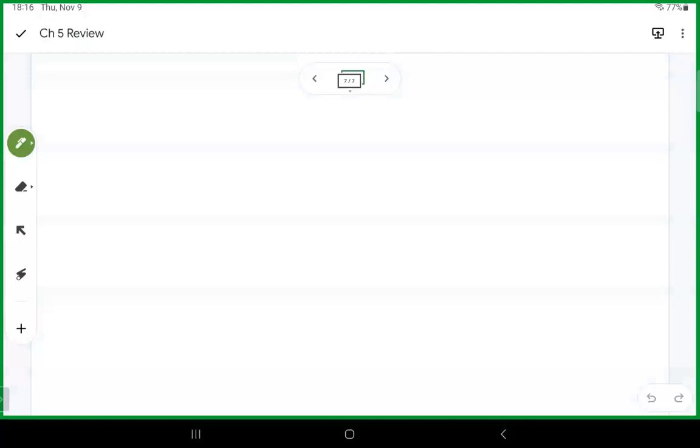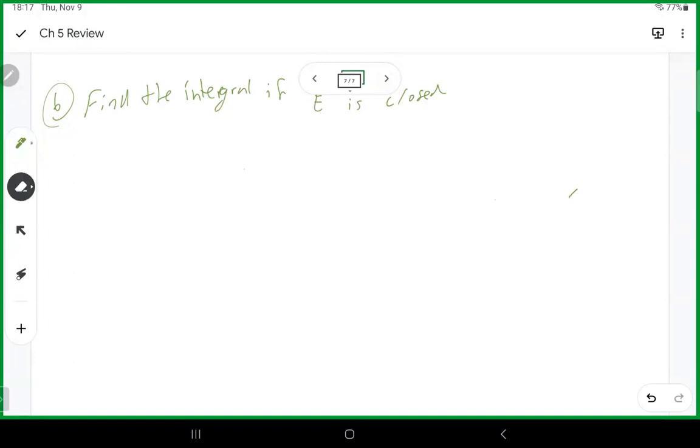So the next one looks deceivingly easy. And it probably is easy to an extent. You just want to keep track of your lines, so you don't get lost anywhere. So we want to find the integral if E is the closed box, sorry.